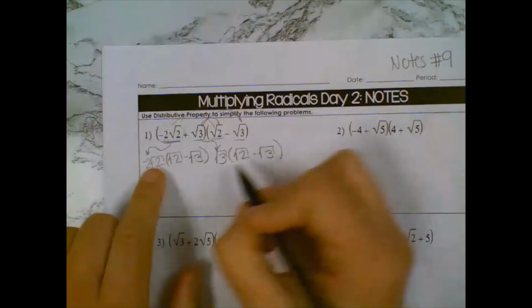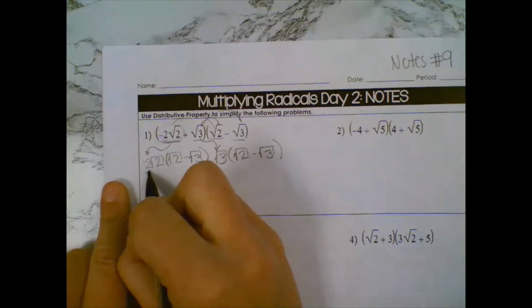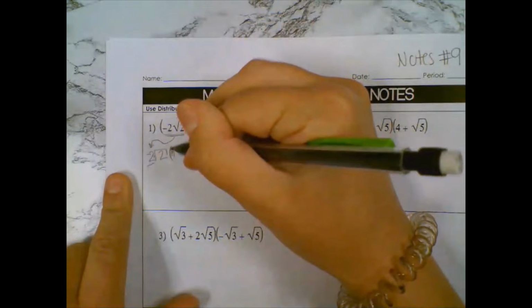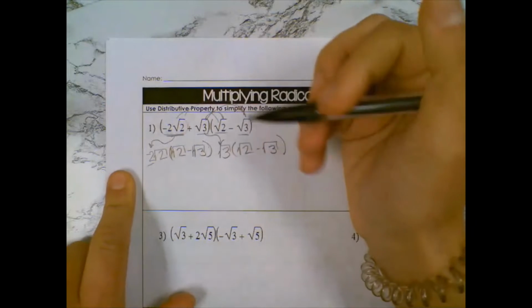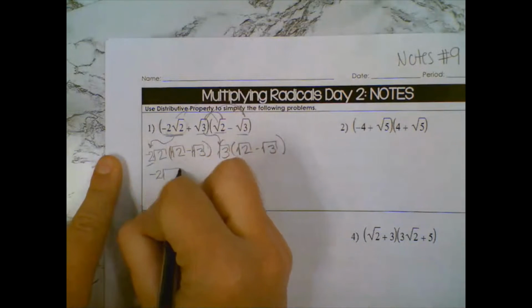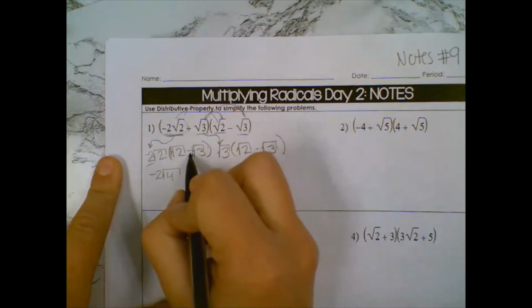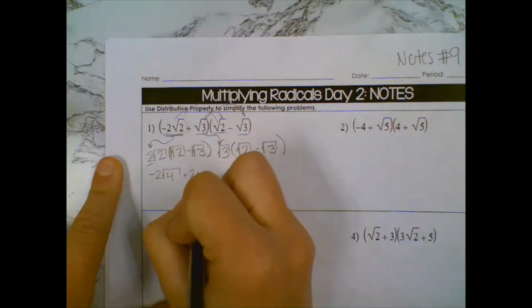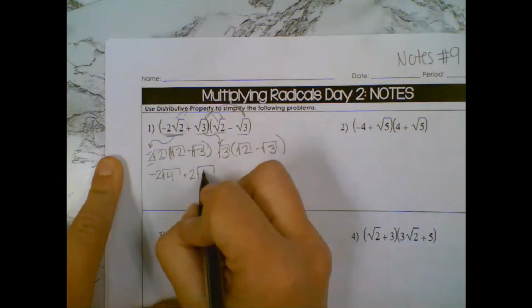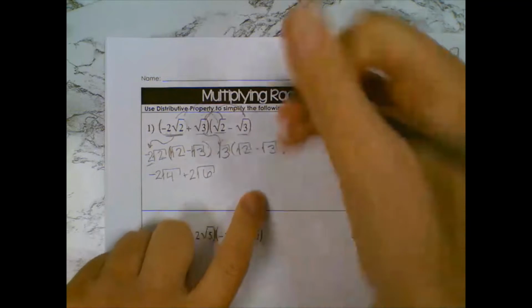Okay, so now that I have my two problems set up, I'm going to distribute. Remember, this is an outside -2. If we don't see an outside, that is always the number 1. So -2 times 1 is -2. Inside times inside is going to give me root 4. -2 times -1 is +2. 2 times 3 on the inside gives me root 6. So that's the first one, and then now I do the second one.